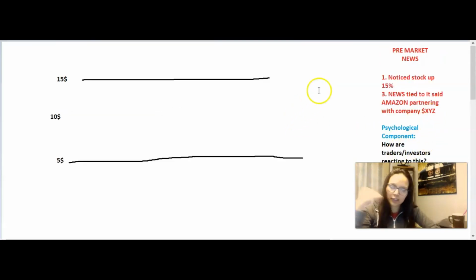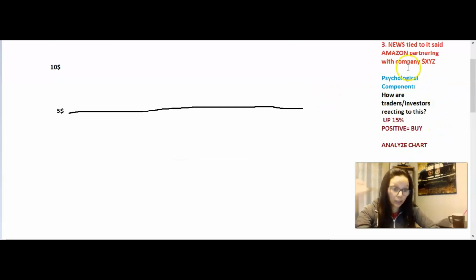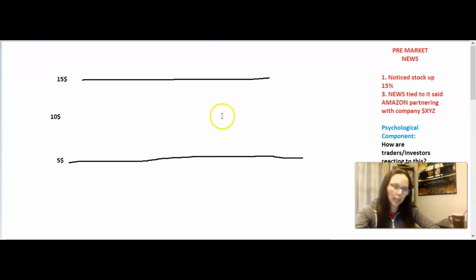So pre-market, it was up 15% because of the news tied to it. It had some really good news tied to it. So the psychological component behind that is investors, traders, whatever, are interested in it because it's up 15%. It's moving. Volume's at 600K. So now we got to check it out, right? Let's say this is pre-market and the stock went up and it's doing this right now. This is where we're at pre-market.